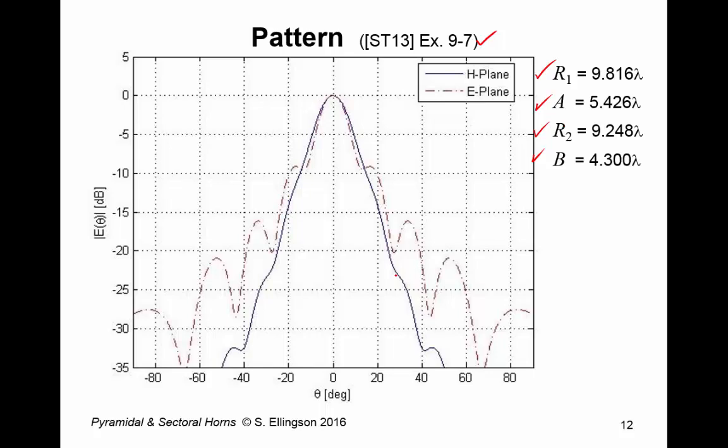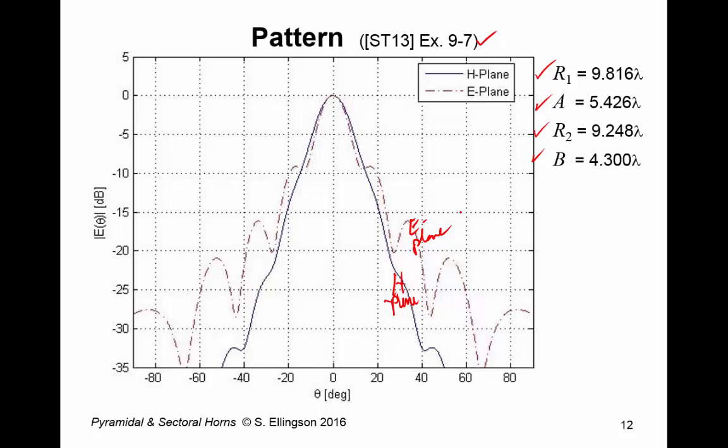The solid line is the H-plane. Just to be clear, that's the H-plane. And this is the E-plane. And what we get is kind of interesting. The H-plane is not surprising. It shows some directivity. The E-plane shows some ripple. It's from diffraction from the edges of the aperture.